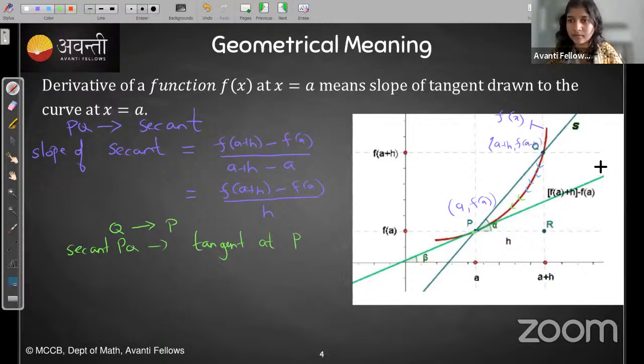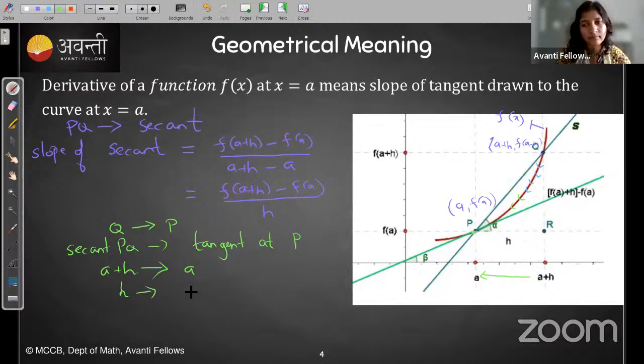Okay then. See, now yes, this much we understood. Next, what happens to this as Q is moving towards P? What will happen to this A plus H? It will move towards this A, right? A plus H will tend to the value A. So as A plus H tends to A, what will happen to H?